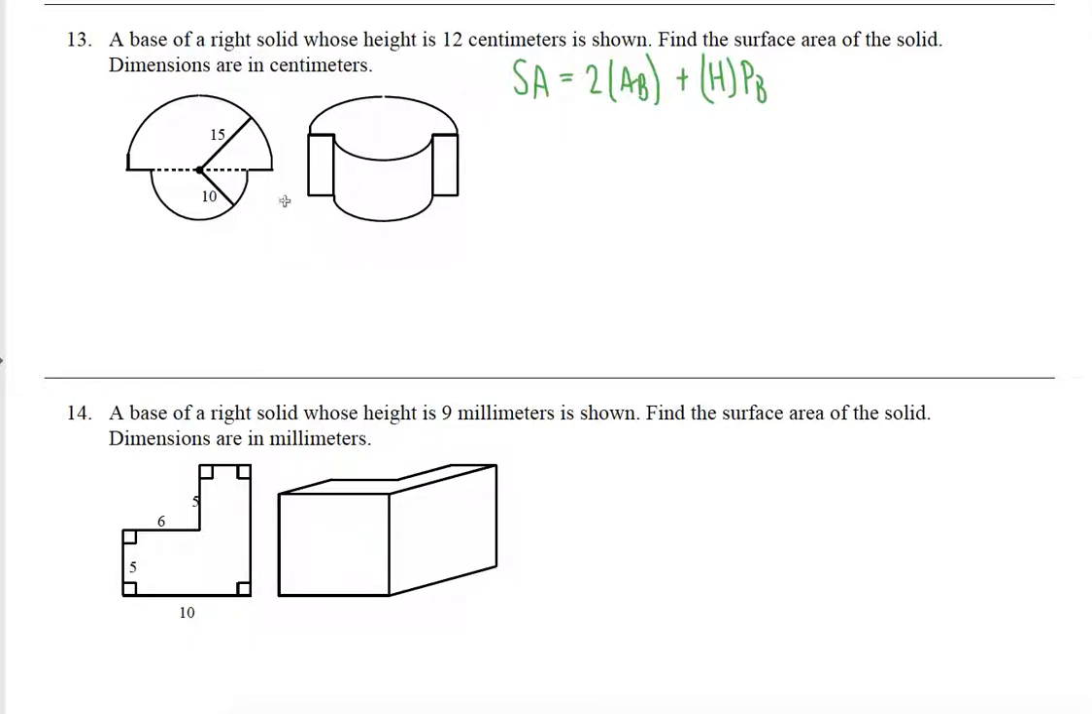And so the first thing we would need to do is find the area of the base. The area of the base in this case is kind of a weird thing because it's like a half circle here and then a smaller half circle here. So starting with the bigger half circle, it's just going to be pi r squared over 2. So that would be 225 pi, because 15 squared is 225, pi over 2.